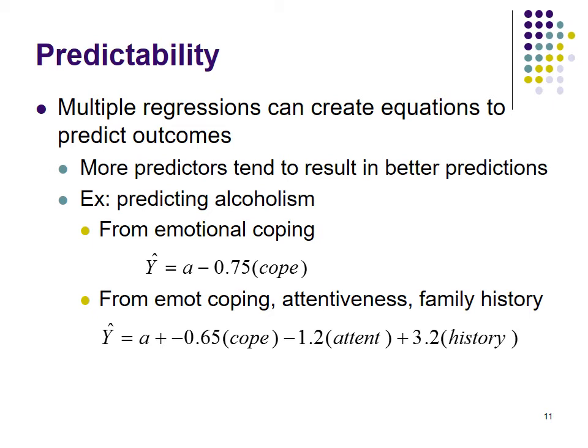As we add each one, now notice, let's take a quick look at those equations. Coping actually predicted a little bit more of alcoholism when it was allowed to predict alone. So again, our B weight is 0.75. So every one level of coping was predicting 0.75 increase in alcoholism. In the bottom model, the model with more items in it, the multivariate model, it's now 0.65. It's a slightly weaker relationship because some of the variance it was explaining is now being given to attentiveness and to history. But overall, the model is now more predictive.